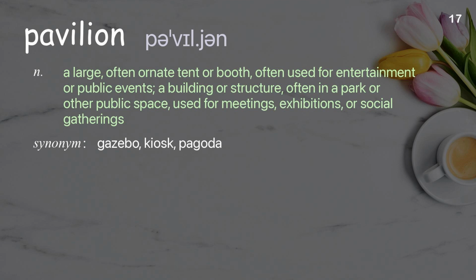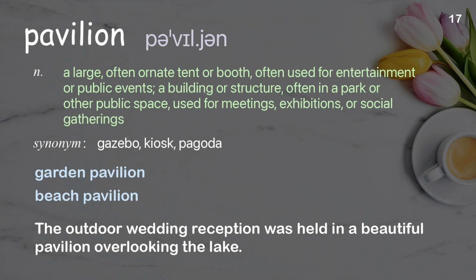Pavilion. A large, often ornate tent or booth, often used for entertainment or public events, a building or structure, often in a park or other public space, used for meetings, exhibitions, or social gatherings. Examples: Garden pavilion, beach pavilion. The outdoor wedding reception was held in a beautiful pavilion overlooking the lake.